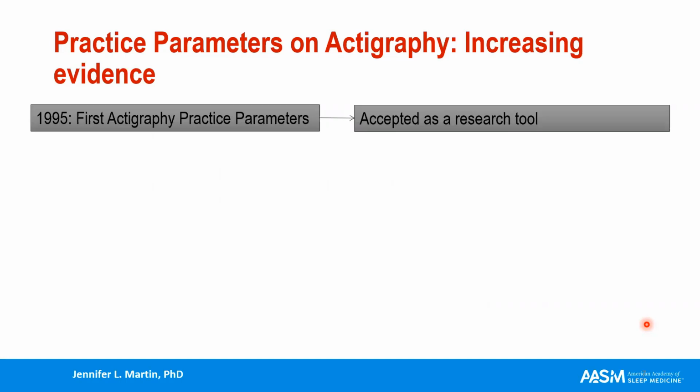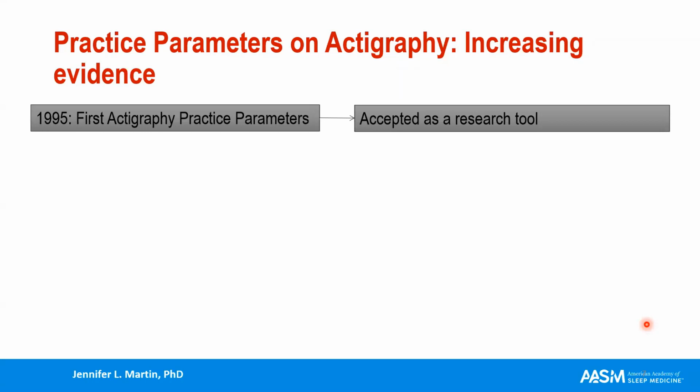So I wanted to give you a little bit of history about where actigraphy came from in terms of its use in clinical practice. In 1995, the first practice parameters for the use of actigraphy were published, and the consensus at the time was that actigraphy was useful as a research tool, but there wasn't sufficient information on its use in patient populations to indicate that it was a diagnostic tool that could be used in clinical practice.